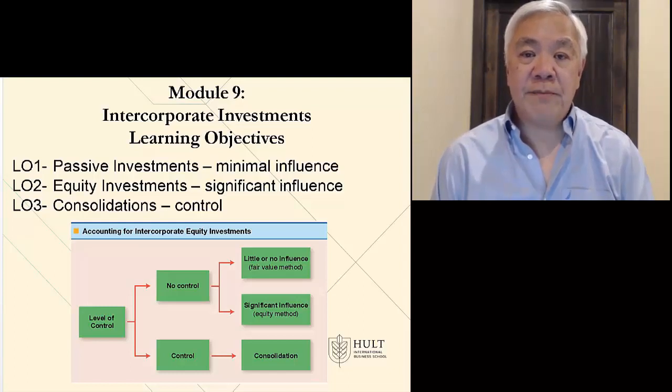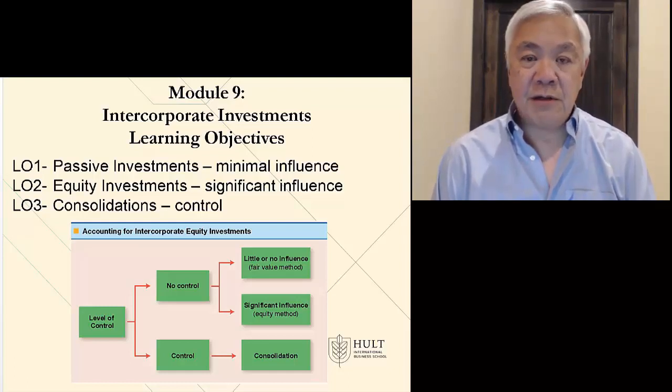So intercorporate investments has various types, but they all have the same idea. It's one corporation making investments in another. They could be very small, such as just a market play for perhaps some investment return, or it could be something very strategic, a merger with a large competitor, for example. We look at 3 learning objectives here.